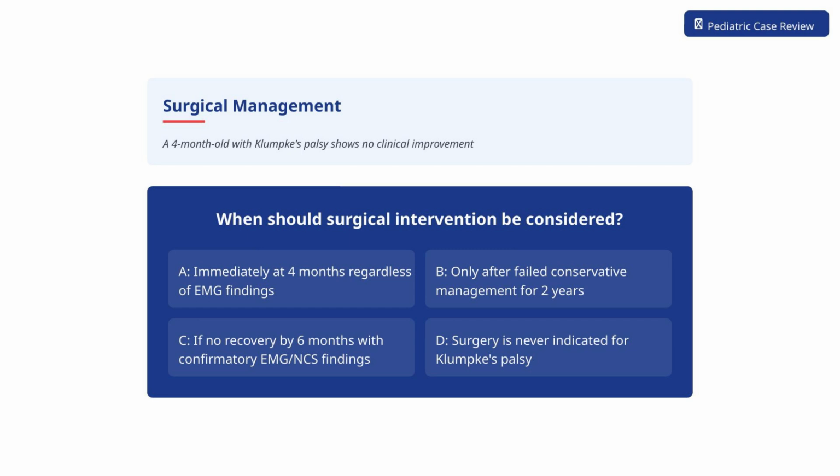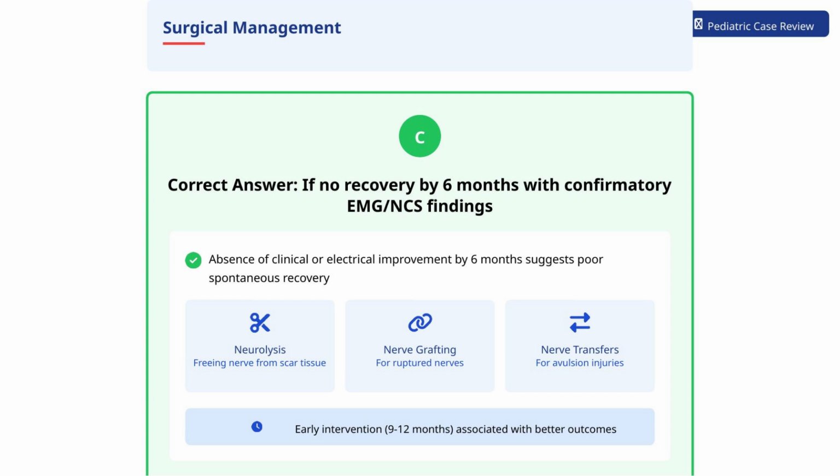A. Immediately at 4 months regardless of EMG findings. B. Only after failed conservative management for 2 years. C. If no recovery by 6 months with confirmatory EMG/NCS findings. D. Surgery is never indicated for Klumpke's palsy. The correct answer is C. If no recovery by 6 months with confirmatory EMG/NCS findings.